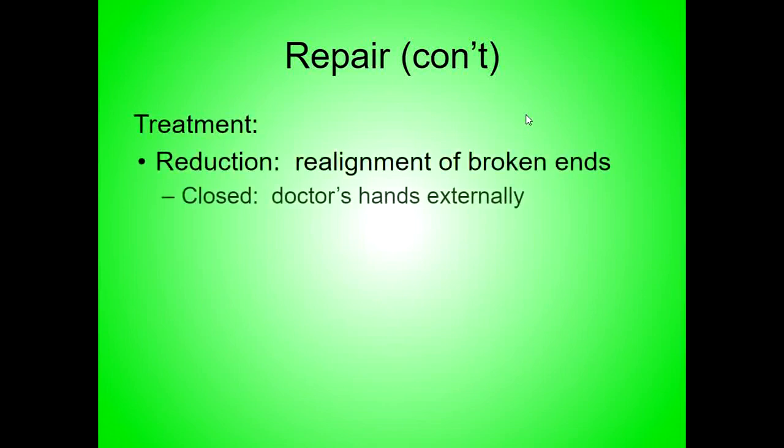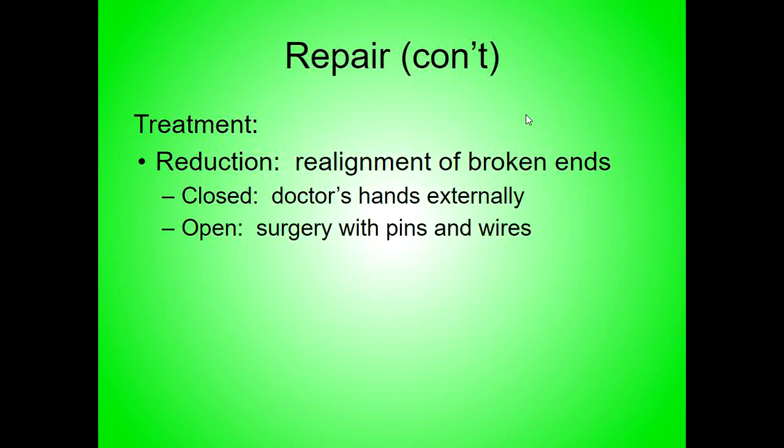So once you break a bone, a couple of things have to happen. One thing that has to happen is it has to be reduced. We call that a reduction, and it's where we realign the broken ends. So if the doctor can do it externally, which means just pull it and pop it back into place, we call that a closed reduction. But if they have to do it with pins and wires, we call that an open reduction because they have to actually surgically fix the bone ends again.